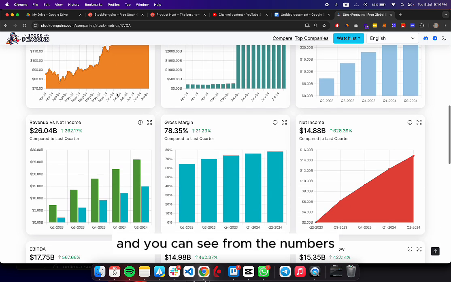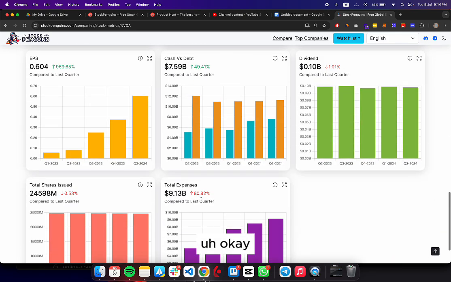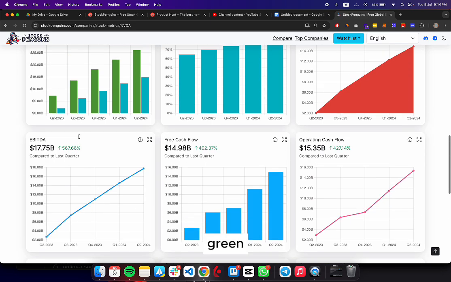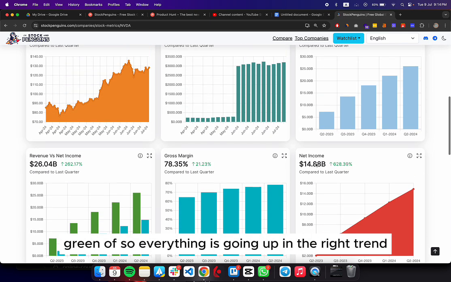And you can see from the numbers, every single metric is green, right? Okay, so this one is red, but the rest are green, EBITDA green, free cash flow green, so everything is going up in the right trend, right?